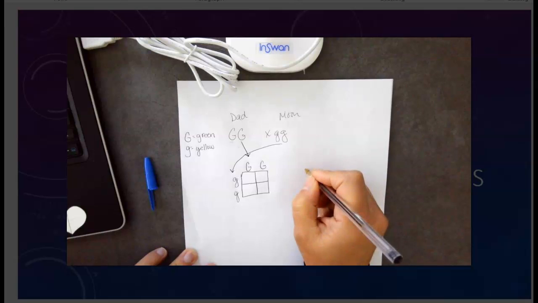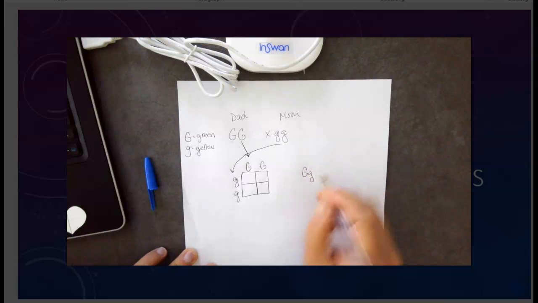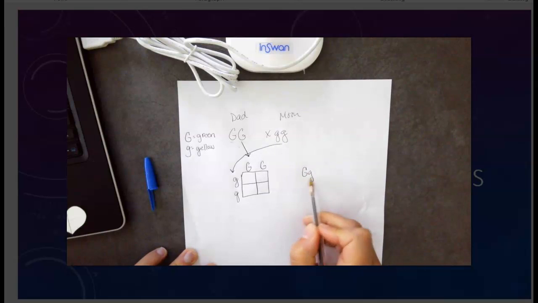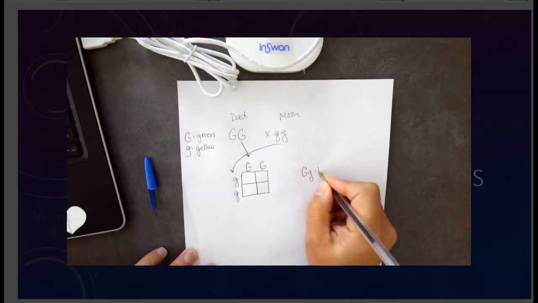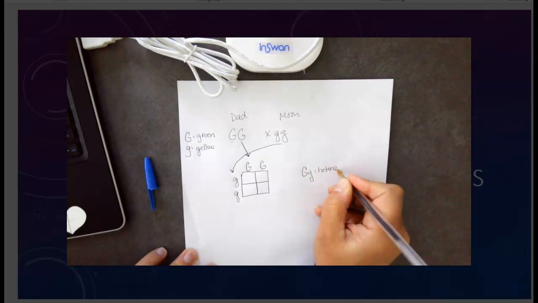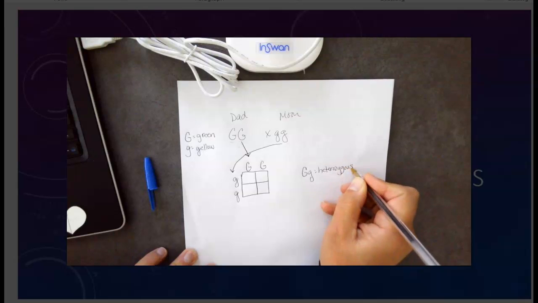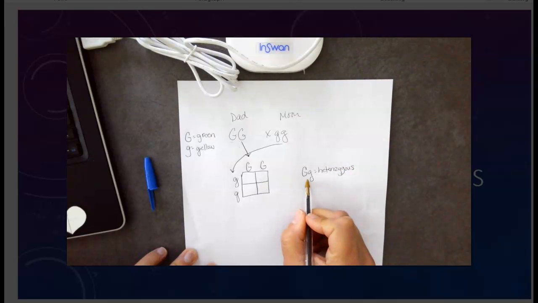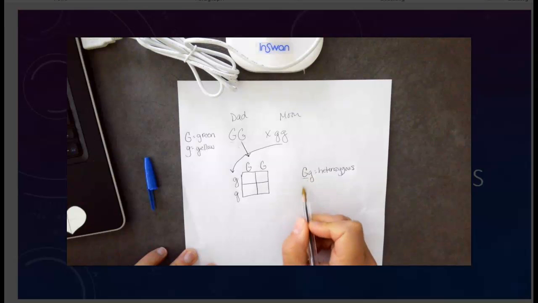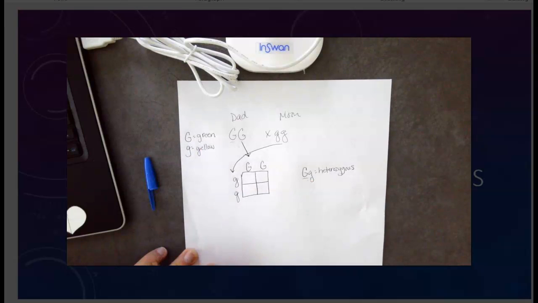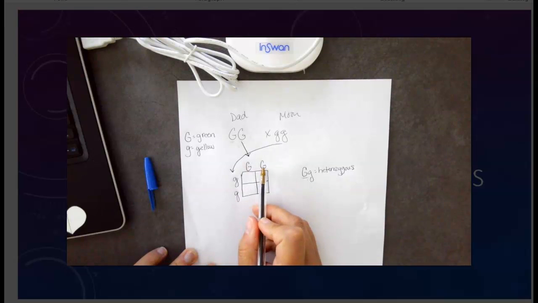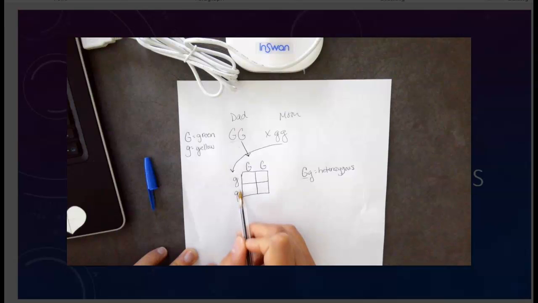Now, remember, there's one other possibility, which would be one capital and one lowercase, and we would call that heterozygous. And in a normal Mendelian trait, this plant would still be green because it's got that dominant allele in it. As long as there's a capital letter in a traditional type of gene, then the dominant trait, which is green, would be shown.